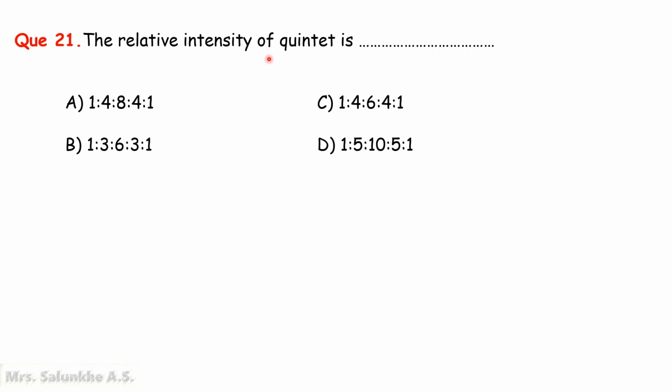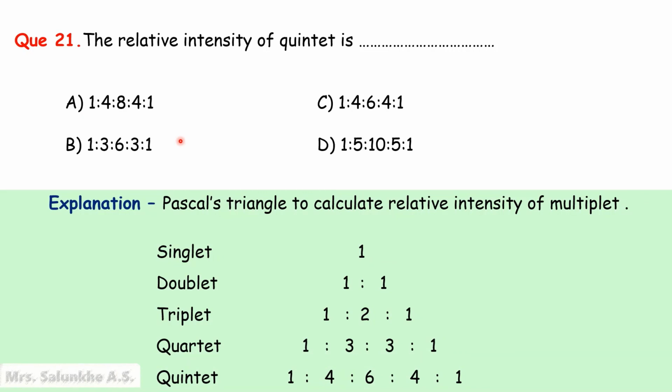The relative intensity of a quintet is asked. The relative intensities are calculated by Pascal's triangle. For a singlet it is considered as 1, for a doublet it is 1 to 1, for a triplet it is 1 to 2 to 1. It is obtained by diagonal summation: 1 plus 1 is equal to 2, and always in a multiplet the outside intensity is 1. In case of a quartet, the relative intensity is 1 to 3 to 3 to 1, since 2 plus 1 is equal to 3.